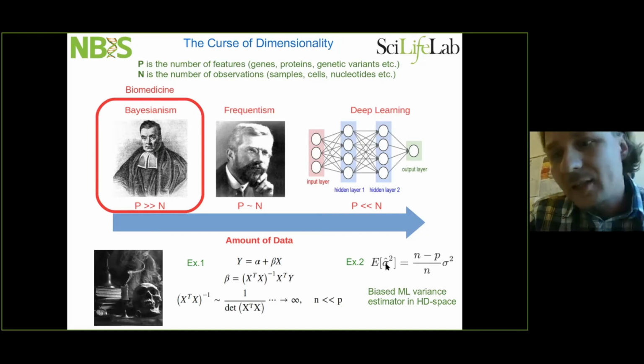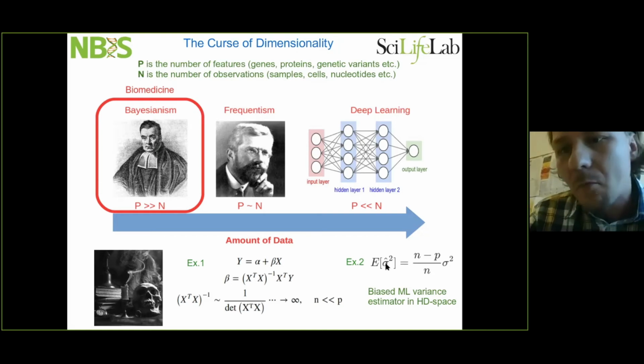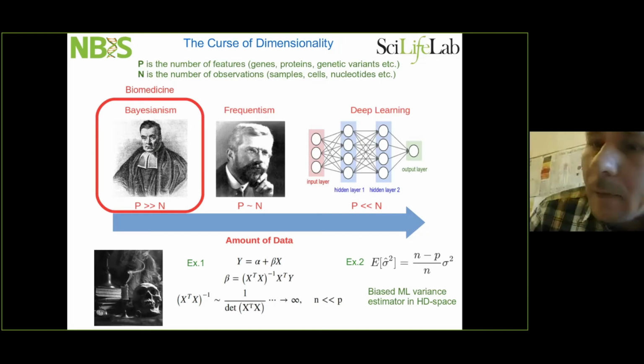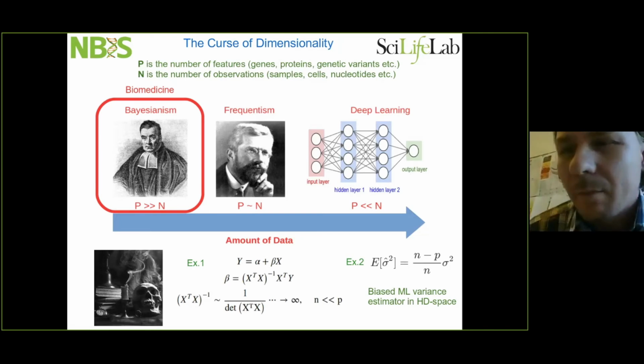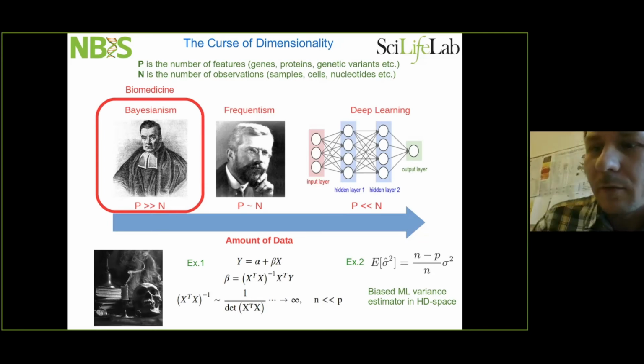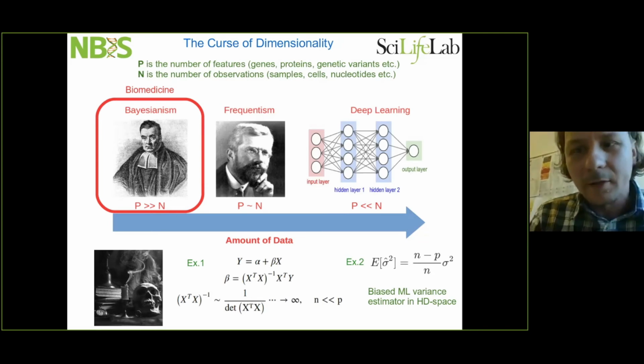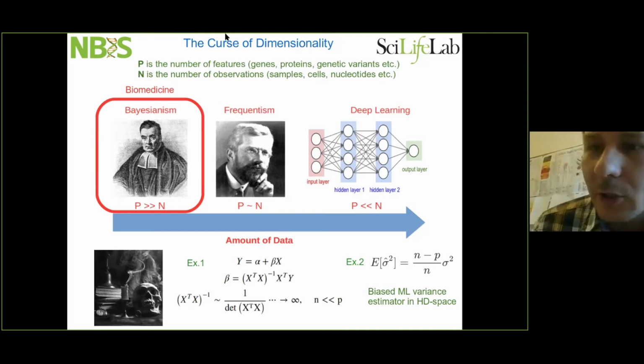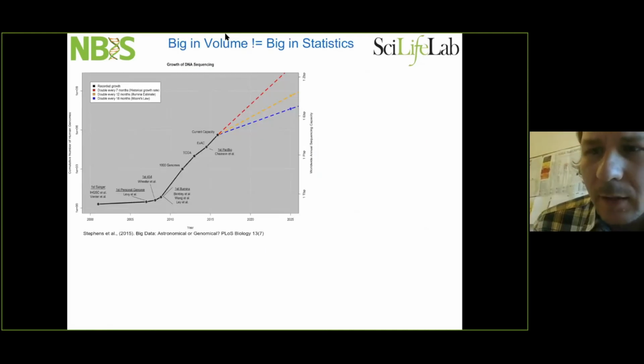So your estimated variance happens to be more and more biased when you go to high dimensional space. So basically, there are a lot of analytical pitfalls that you may end up with if you don't realize that you're working with high dimensional data. And data can be big in size.